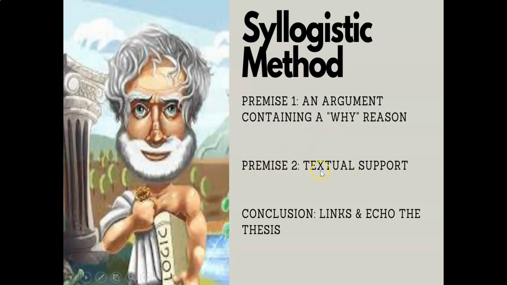The second premise is going to be textual support. And since we have sources, we're going to teeter-totter balance the quoting and the paraphrasing. We don't want to do one far more at the expense of the other. And then the conclusion of the syllogistic body paragraph. Again, I'm going to say that clearly. The conclusion of the syllogistic body paragraph. So body paragraphs need a conclusion as well. Are the links and the echoes back to the prompt and the thesis. So everything goes back to the prompt and the thesis in the end.